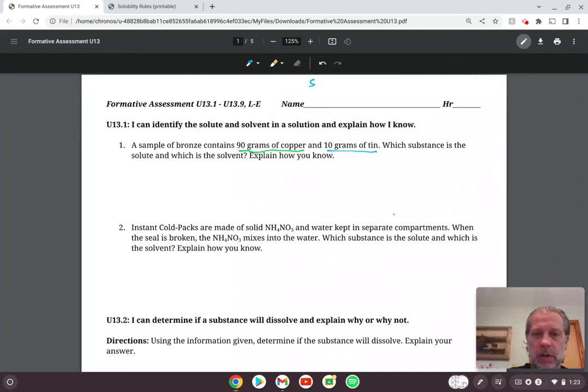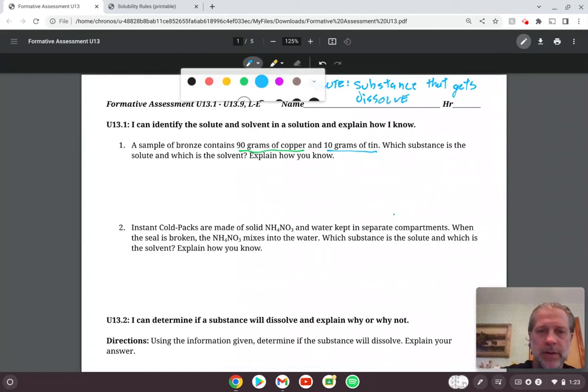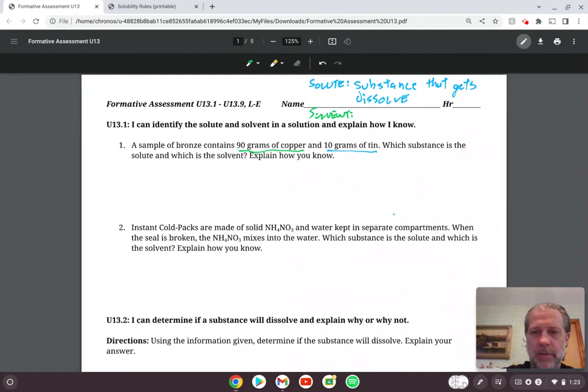So the solute is the thing that gets dissolved. We'll say substance, that's a nicer scientific way to say it. The substance that gets dissolved. And the solvent is the substance that does the dissolving.